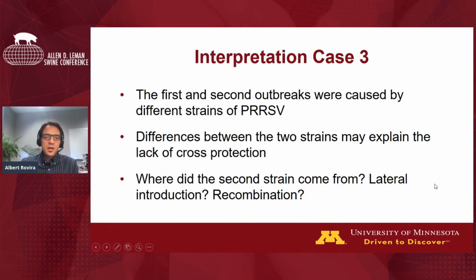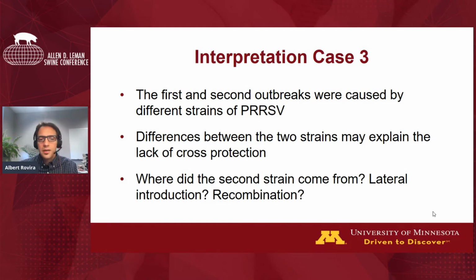So the interpretation of this case is that the first and the second outbreaks were caused by different strains of PRRS virus. Yes, most of the virus was very similar, but there is a chunk at the beginning that is pretty different, and it's probably coming from a different strain. The differences between these 2 strains may explain the lack of protection. And this is, again, something that we hope in the future we can do: extrapolate more from whole genome sequences to what that means for protection, for immunity. We're not there yet, but that's something that we hope we can do for interpretation. So this, at this point, is just speculation. Now, where did the second strain come from?